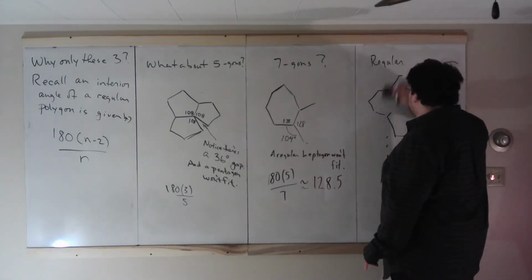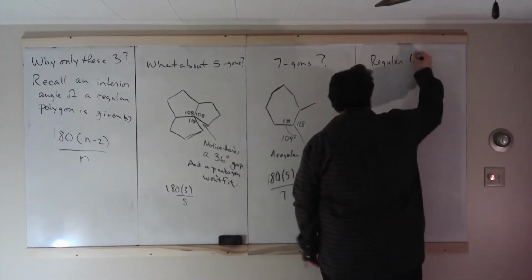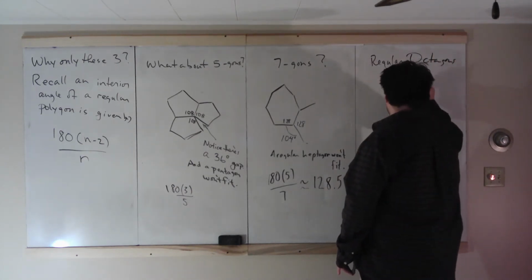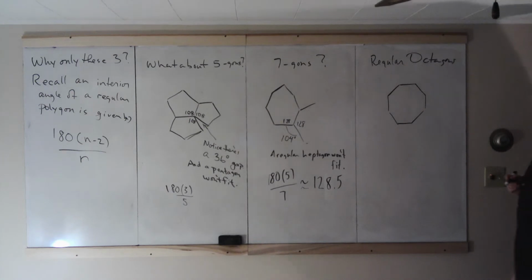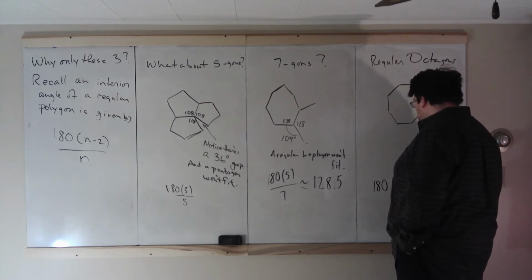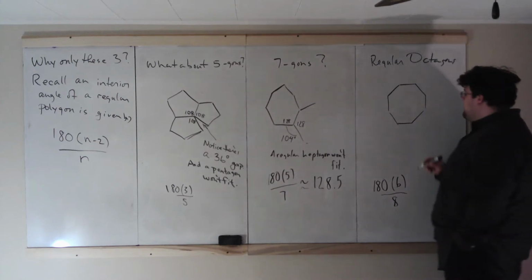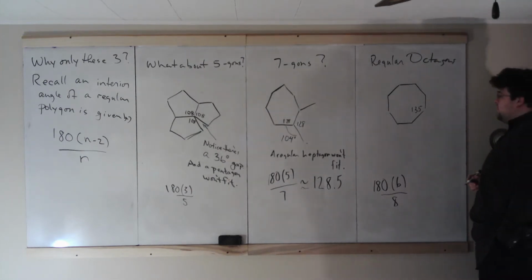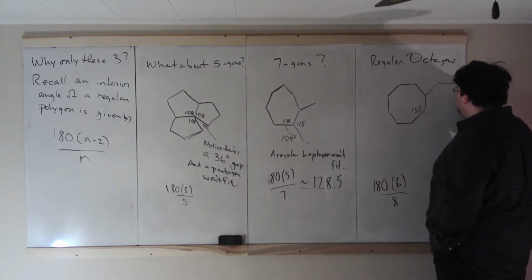What about octagons? Well, regular octagons are much easier to draw than regular heptagons. There's a regular octagon. The angle inside measures to be 3/4 of 180, which is 135. Because 180 divided by 4 is 45. 45 times 3 is 135. Well, let's put another octagon here.